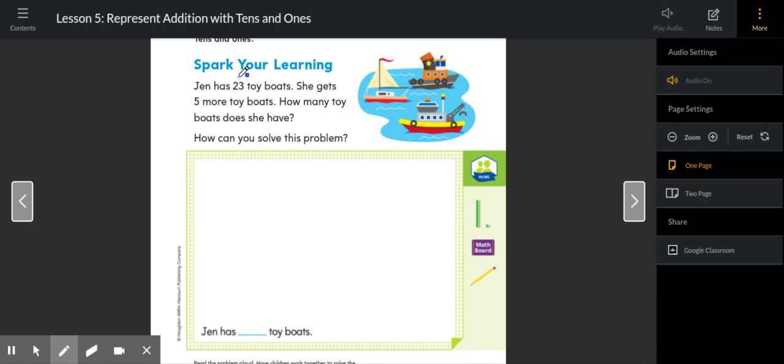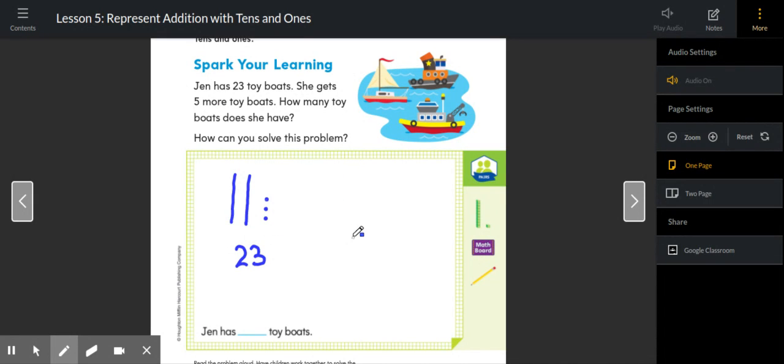So we know that if she has 23 toy boats and she gets 5 more toy boats, that we are adding, aren't we? So I'm going to do it just a little bit differently. I'm going to do a quick picture. I want to show you 23. So here's 10, 20. Those are two tens, and 20, and then 3 ones. So that's 23. This is a picture that would represent the number 23. Okay. So those are the boats that she had to begin with.